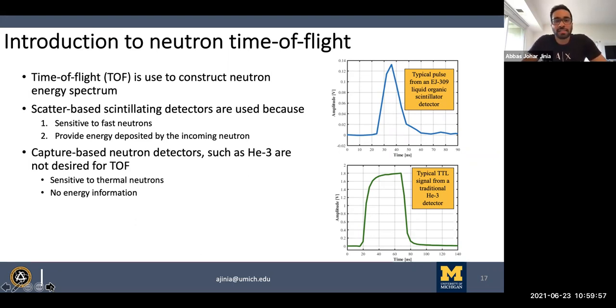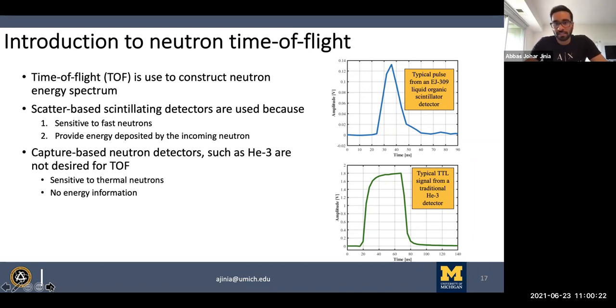Now, in this case, scatter-based detectors are normally used because these detectors are sensitive to fast neutrons and they provide energy information. So when a neutron scatters in a scintillating detector, the pulse, the output electrical signal, is proportional to the energy deposited by the incoming neutron.